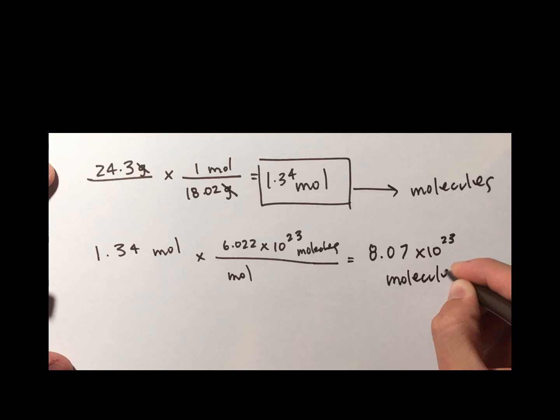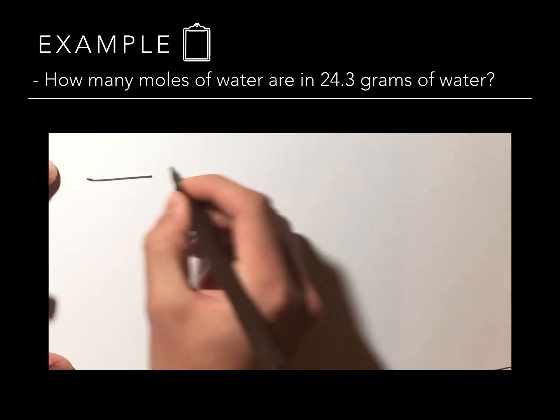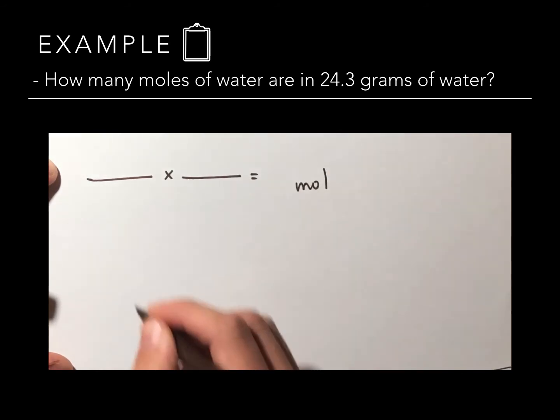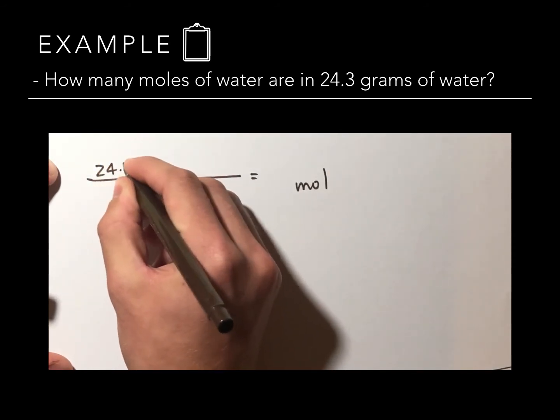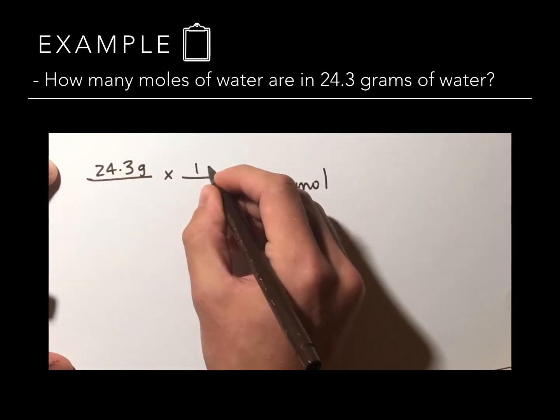Now, to sum up all we have gone over, let's practice a mole conversion. The question asks, how many moles of water are in 24.3 grams of water? The best way to approach these types of problems is to set up dimensional analysis. We are given grams and are asked to convert them to moles. Remember, the mole highway states to go from grams to moles, we must divide the mass by the molar mass.